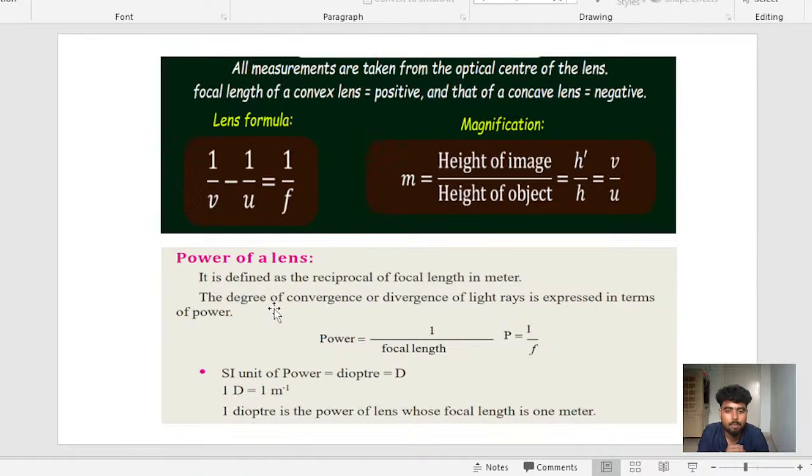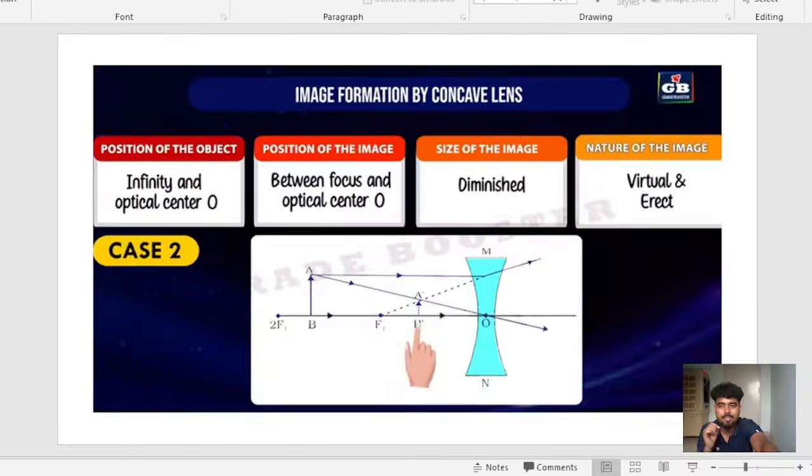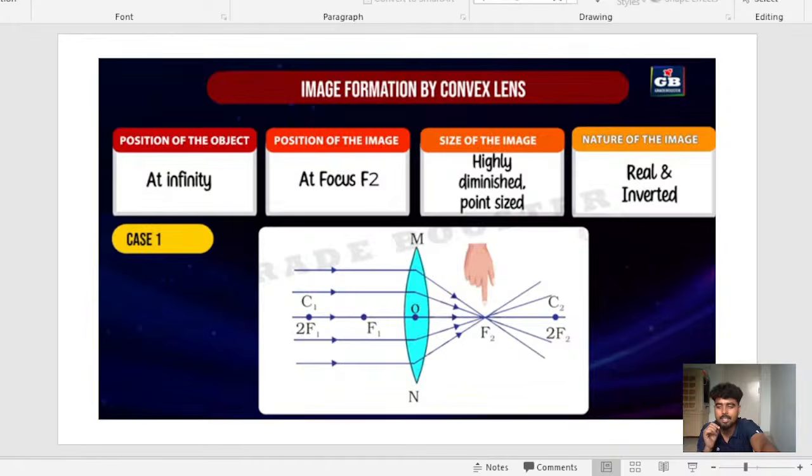What is the SI unit of power? It is dioptre. It is not D-I-O-P-T-R. It is D-I-O-P-T-R-E. What is the symbol of dioptre? It is capital D. So this point may be asked in the board exam as one more question. 1 dioptre is equal to 1 meter power minus 1. What is the value of 1 dioptre? 1 dioptre is equal to 1 meter power minus 1. Okay. I think we have completed the entire physics. Are there any doubts? Please ask in the comment bar.